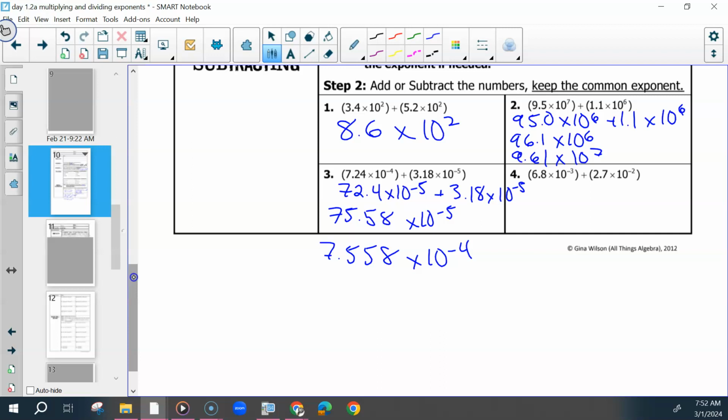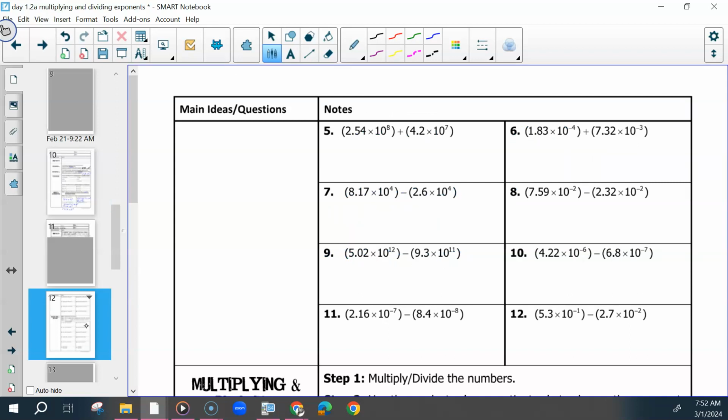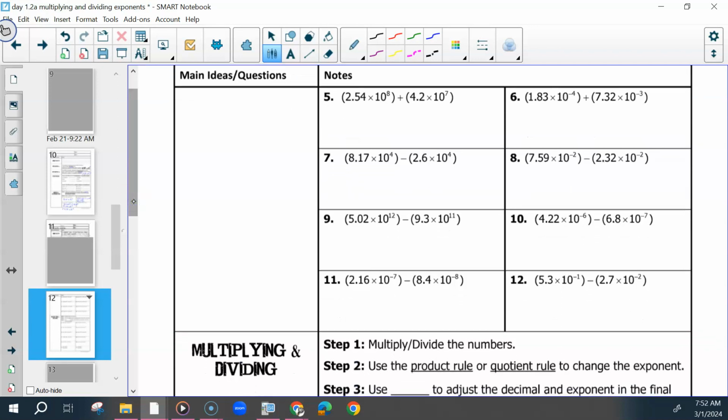Now we're subtracting. Same rules. If the exponents are the same, just subtract the decimals. So like in number 8, 7.59 minus 2.32 is 5 point, and then we would just bring down the times 10 to the -2. In this case, with scientific notation, leave your negative exponents. Do not change them. But your scientific notation problems are going to be mixed in with your exponent rules, so you'll need to know the difference.